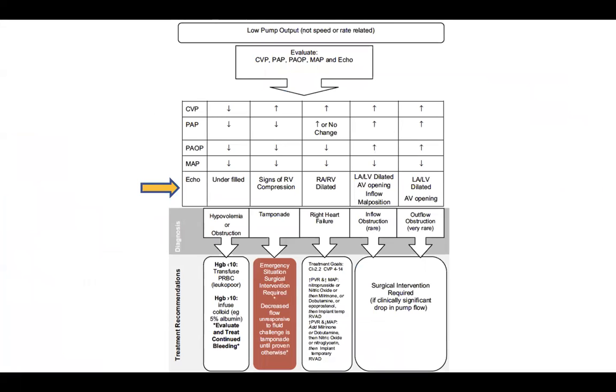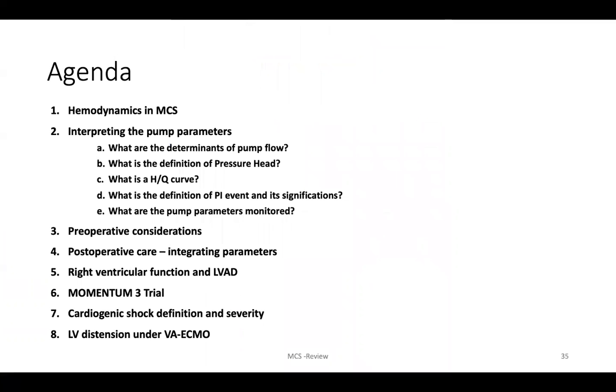This is another similar algorithm, but presented differently. So we are in the scenario where you have hypotension associated with low pump output, and then you need other parameters such as CVP and echo to dissociate and answer what the problem is. This is exactly the same, but I think the algorithm is a little bit clearer. So you're going to have it.